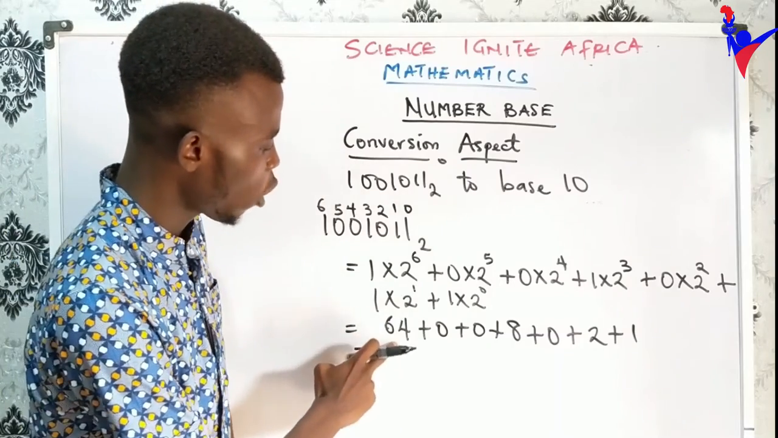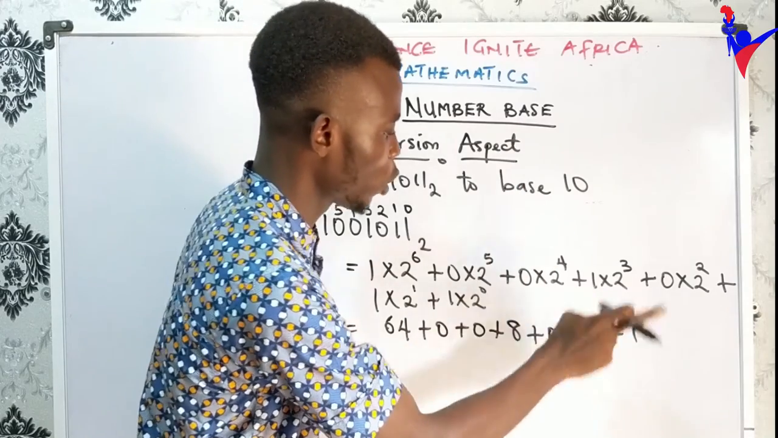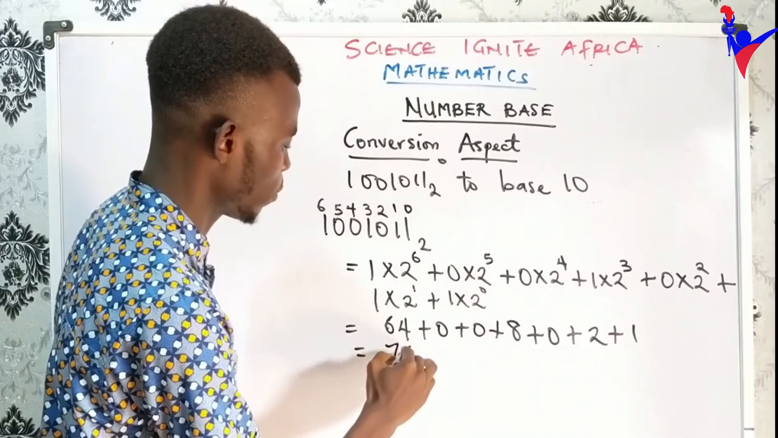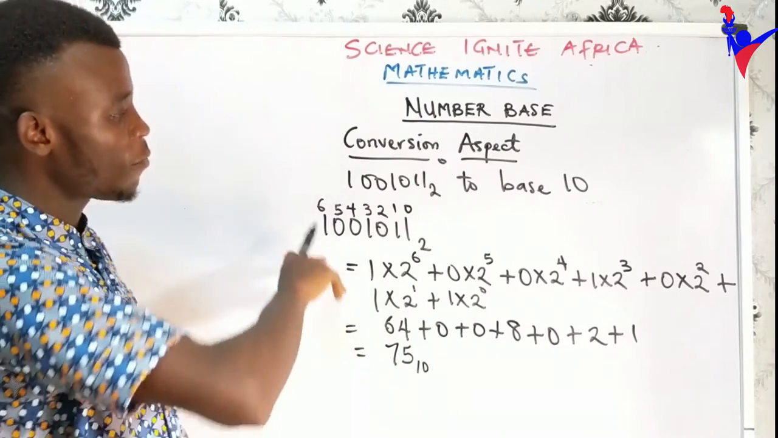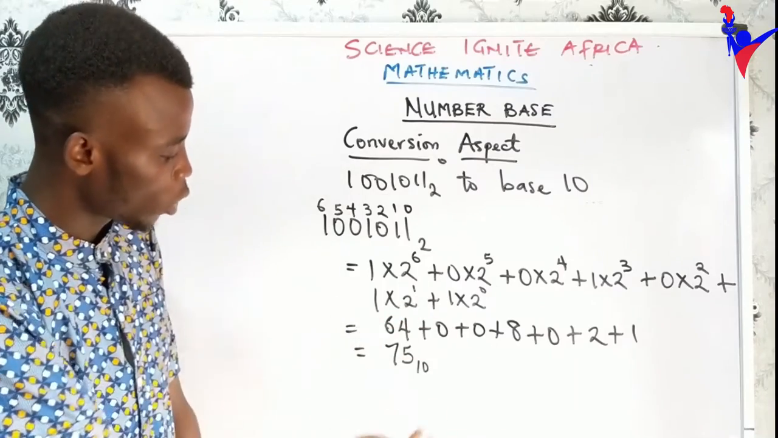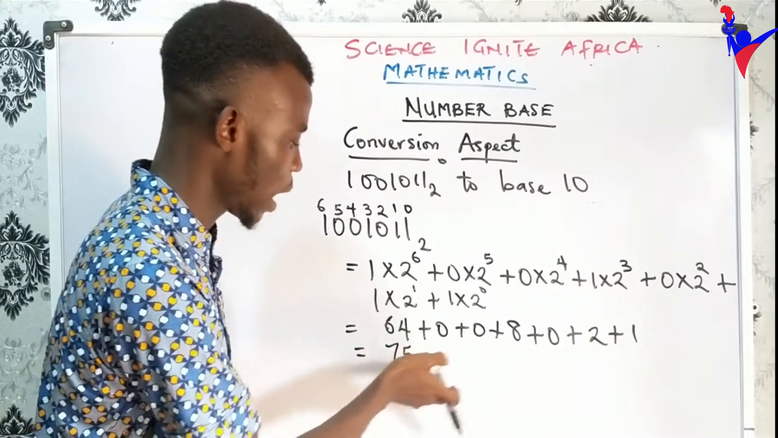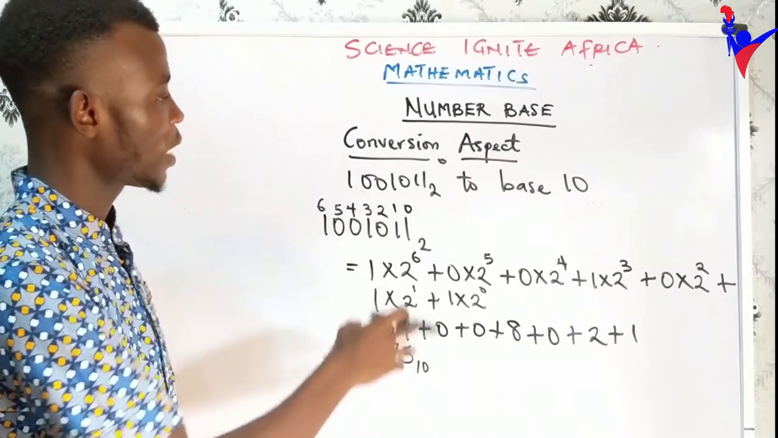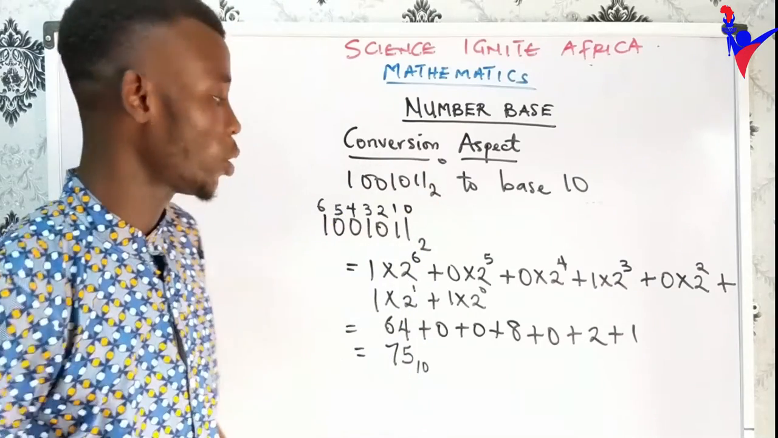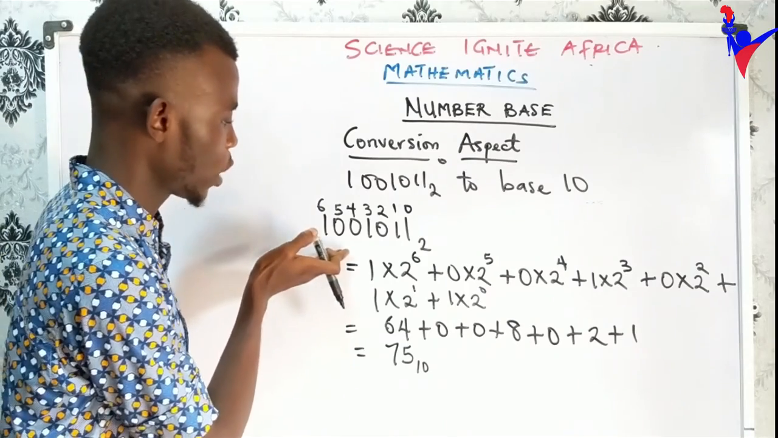Alright, let's add together. We have 64 plus 8, that gives us 72. 72 plus 2 gives us 74. And 74 plus 1 gives us 75. You can see now, I arrived back at the same number I converted to base 2. I checked the number to know whether I'm right or wrong, and I arrived back at the same answer. So when you are converting from base 10 to another base, we go through the division method. But when we convert from another base to base 10, we have to go through this method.